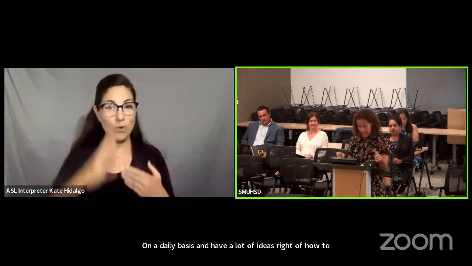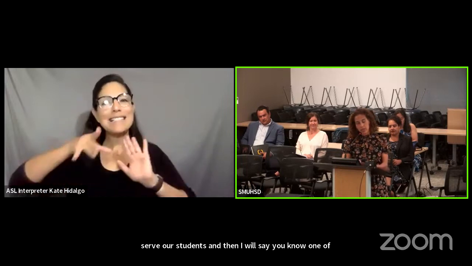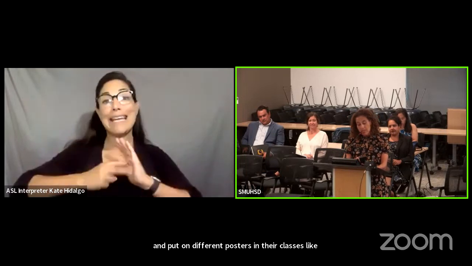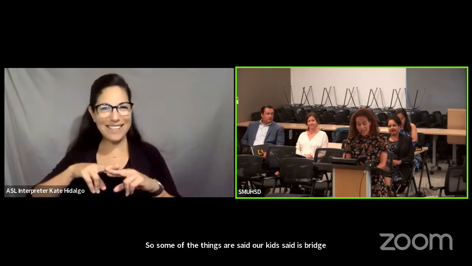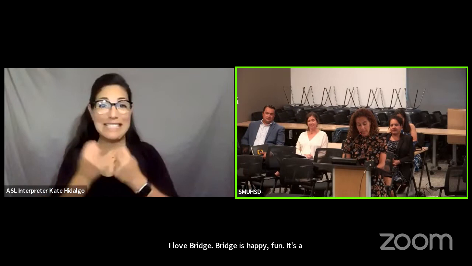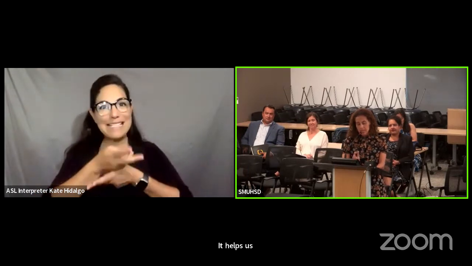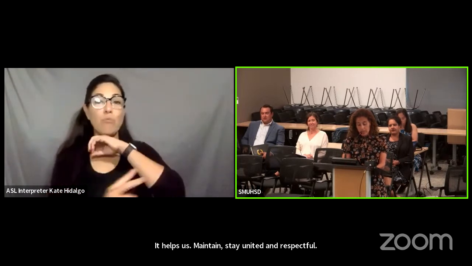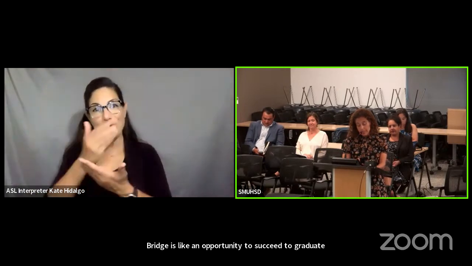And then I will say, one of the activities we had students do is take a sticky note and put it on different posters in their classes, like Bridge is. So some of the things our kids said is Bridge is very, very divertido, very fun. I love Bridge. Bridge is happy, fun. It's a community. It's a team. It helps us stay united and respectful. Bridge is like an opportunity to succeed, to graduate, and to learn new things. It's peace and happiness.